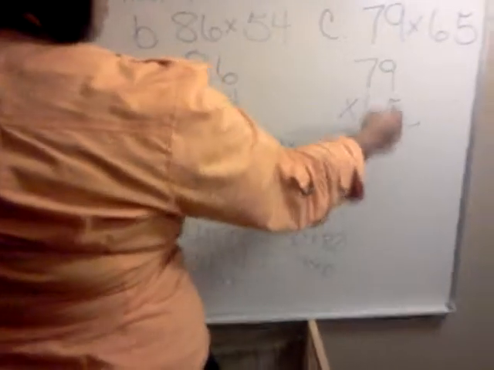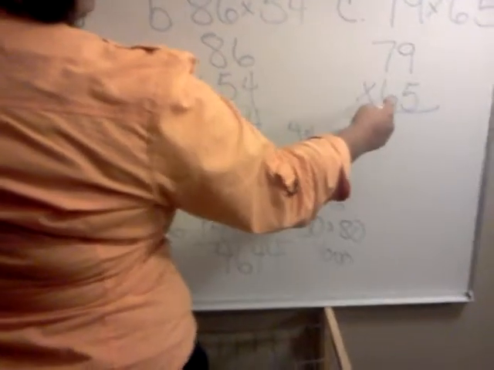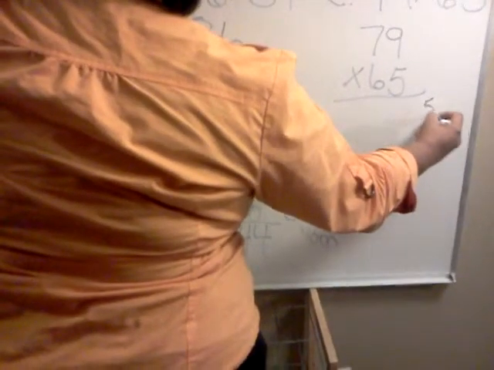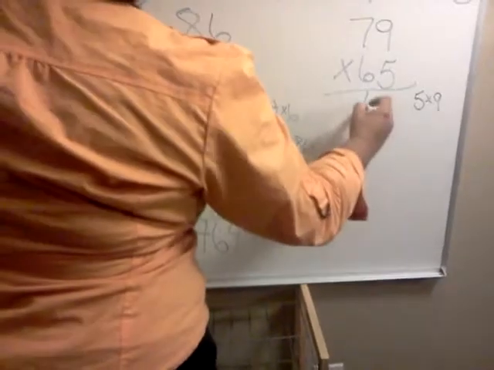We're going to multiply 1s times the 1s, 1s times the 10s, 10s times the 1s, 10s times the 10s. The two numbers we're multiplying together first are 5 and 9. The product is 45. So 5 times 9, that's 45.